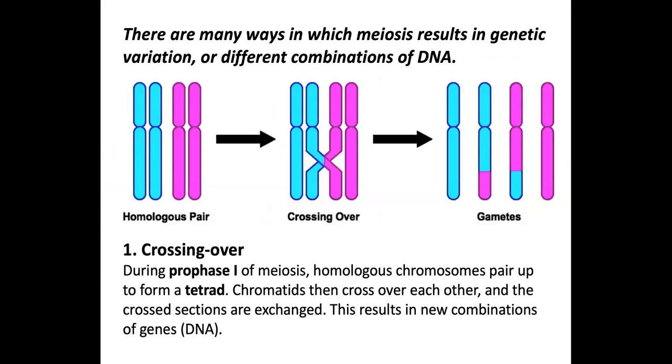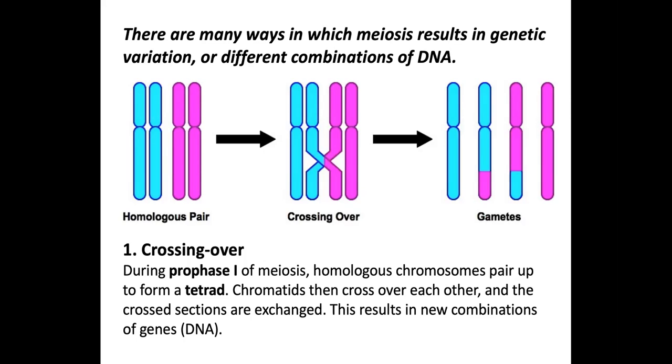There are a lot of ways in which meiosis can result in genetic variation. I told you genetic variation is key for today. What we mean by that is different combinations of DNA. We're going to talk about a few of these. The first is crossing over. During prophase 1, remember I said we're going to go through PMAT 1 and PMAT 2, during prophase 1 of meiosis, homologous chromosomes are going to pair up to form that tetrad.